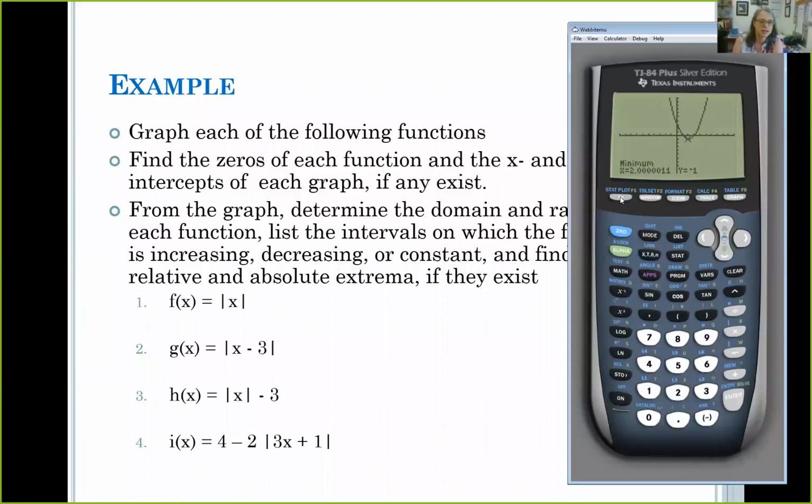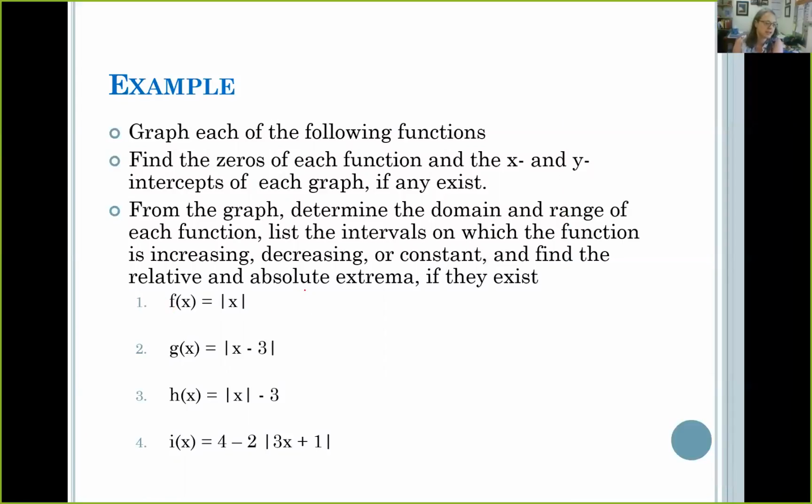So on a TI, go into your Y= button and clear out anything you have there. To find the absolute value, push the MATH key, then arrow over to NUM, and right there is absolute value, so just click enter. Now we'll type in what we want, so x, and we're going to graph this first one. We know what it's going to look like, right? We know it's going to do that.